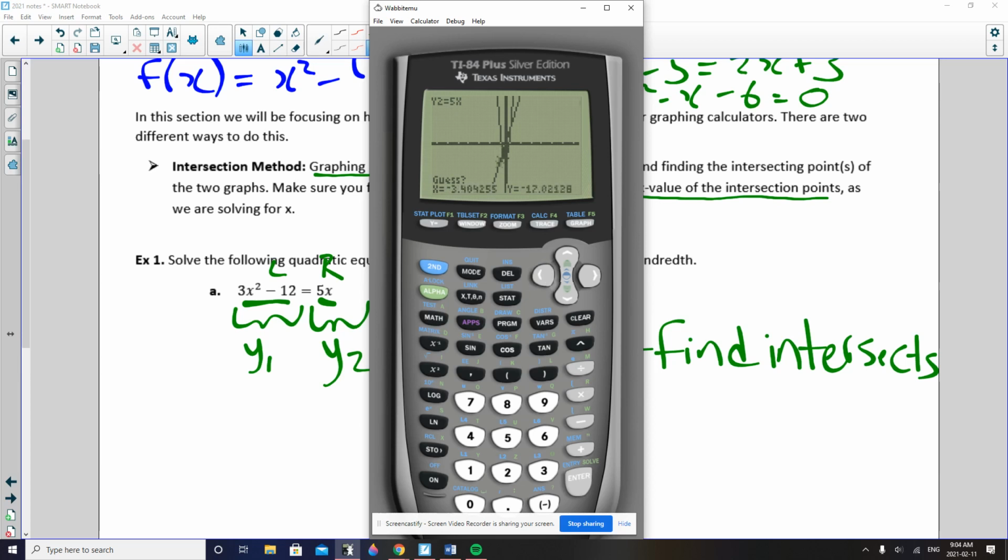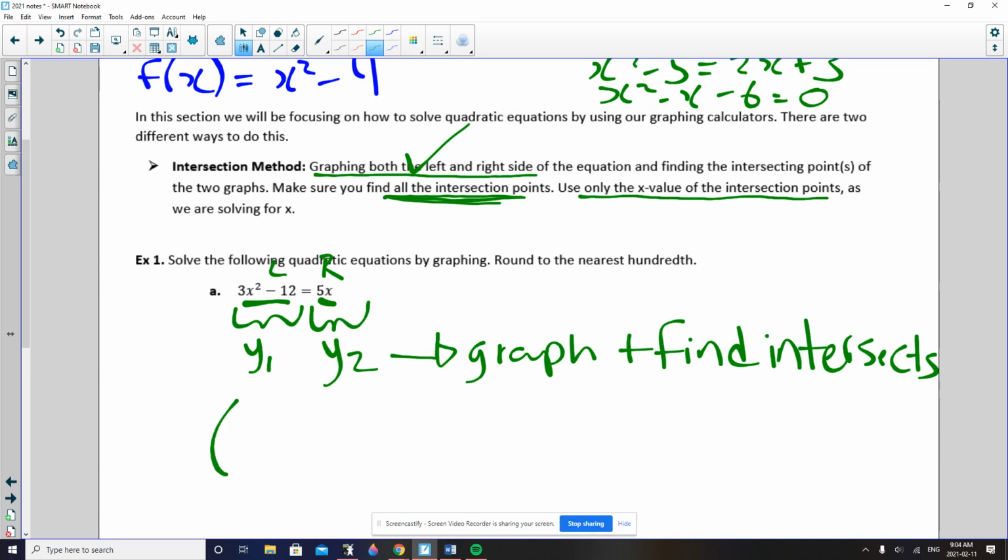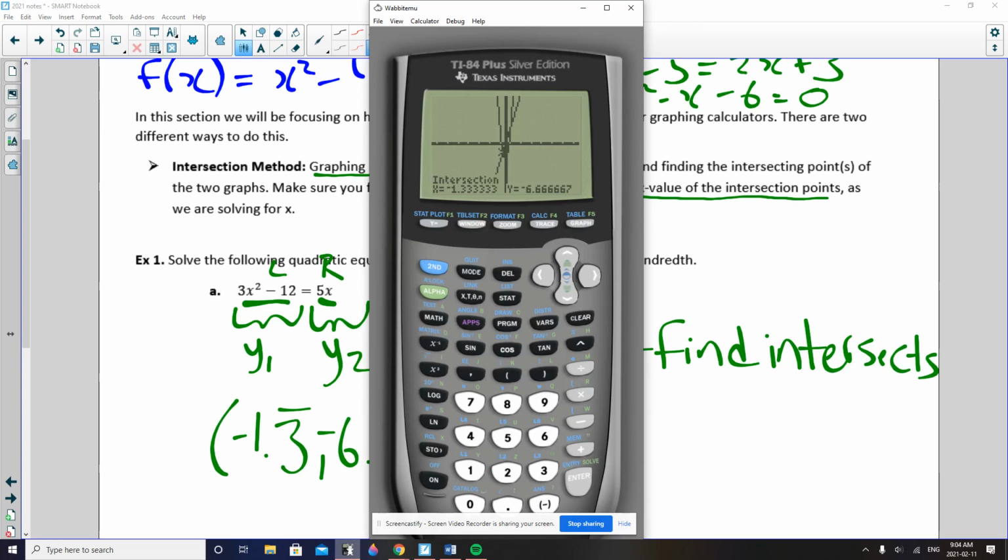And so I want to bring my cursor down towards this bottom left intersection. I'm going to guess somewhere down here, and I'll hit enter on my calculator again. And then my calculator tells me, hey, there's an intersection right here at negative 1.3 repeating and negative 6.6 repeating. So I'll go write that down. That's at negative 1.3 repeating and, no, sorry, negative 6.6 repeating. So I found one intersection.